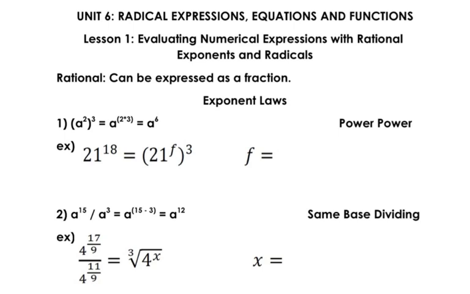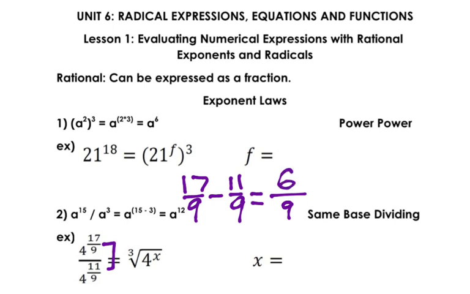So you are dividing, and that means by the same base dividing rule, you are going to be subtracting your exponents of 17 over 9 and you're subtracting 11 over 9. And since the denominators are already the same, they're already 9, you can just do 17 minus 11, which is going to give you 6.